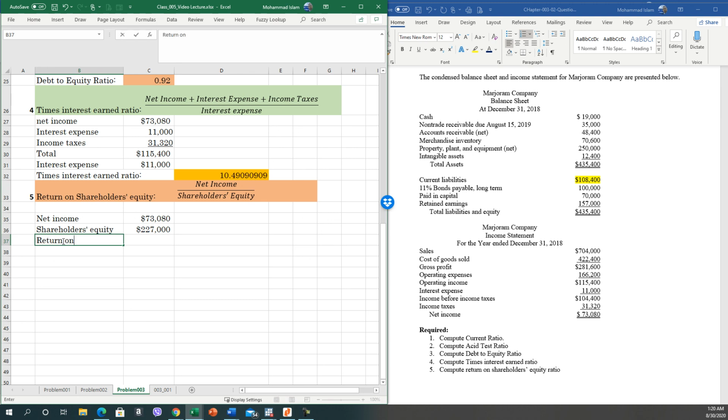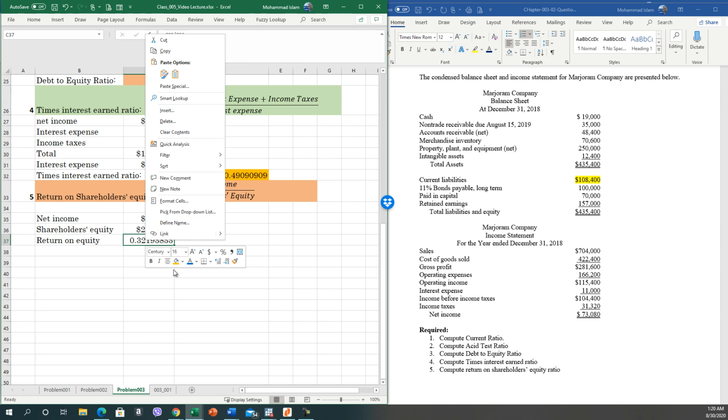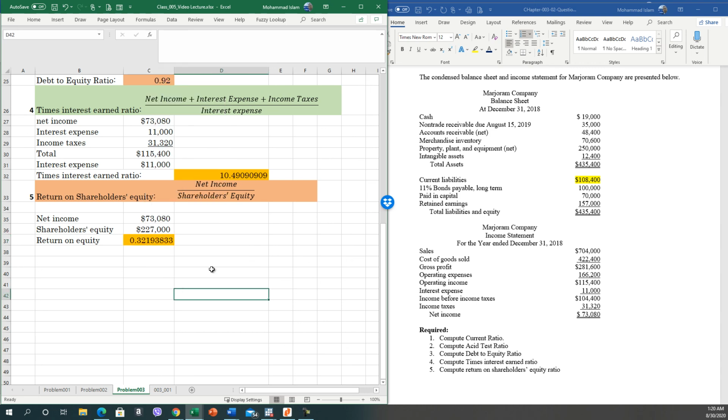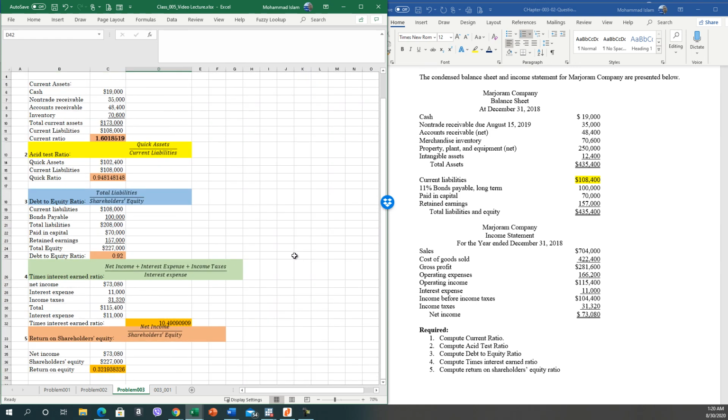Okay, and now return on equity, that is return on shareholders equity, would be equal to net income divided by shareholders equity. Okay, that is also good. Sometimes many companies have different amounts. Okay, so this is the total we have.